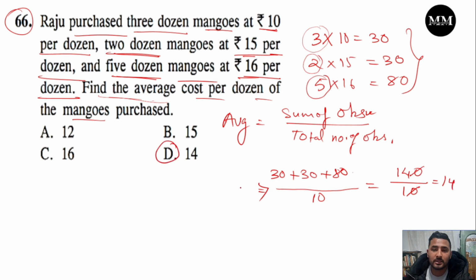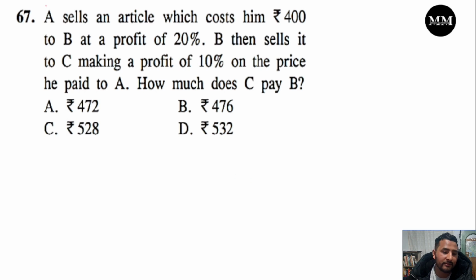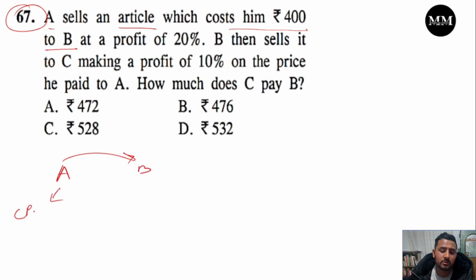Okay, so let's move to next question. That is question number 67. A sells an article which cost him rupees 400 to B. Okay, so A sells an article to B. His cost price is how much? Cost price is rupees 400. A's cost price. Okay, A's cost price is 400 at a profit. And how much he earned? Profit of 20%. While selling to B, A got profit of 20%.